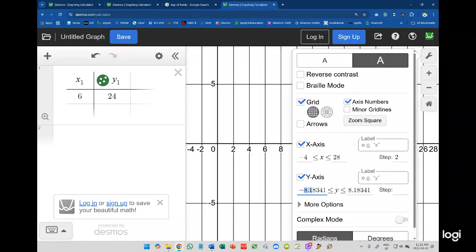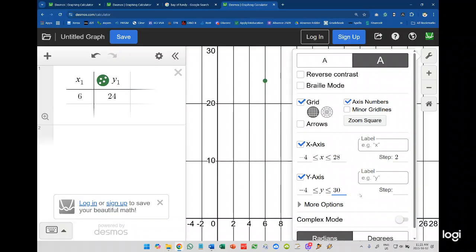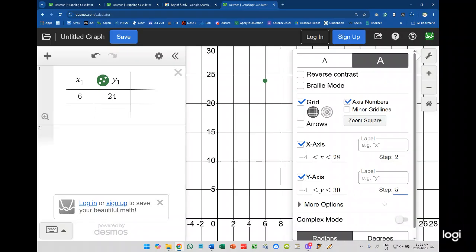My Y's, I know that the high tide is 24 and my low tide is 2, so I'm going to go from, I don't know, negative 4 up to 30. I guess. Sounds reasonable. And I'll go up by, I think twos is too much, but I can go up by fives. And I'll make sure that, again, I'm in degrees, because if I'm not in degrees, my graph will not work right.